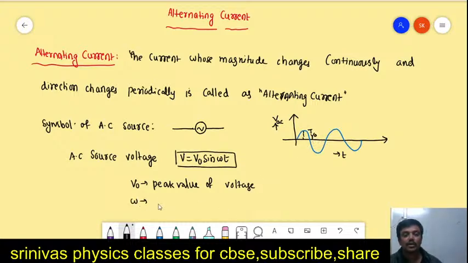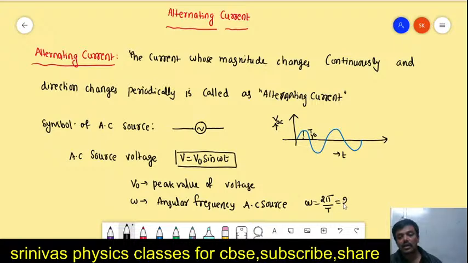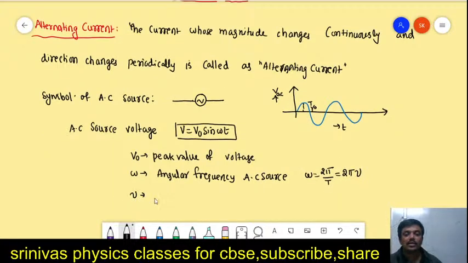What is omega? Omega is the angular frequency of the AC source. Angular frequency we can write as omega is equal to 2 pi by capital T, or 2 pi times the frequency, which is the reciprocal of time period. In India, the frequency of AC is 50 hertz.